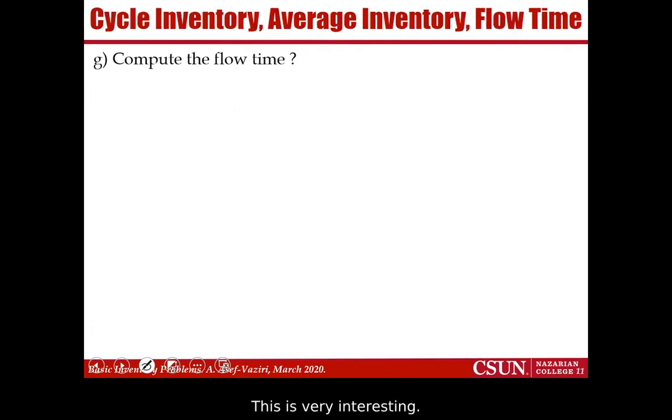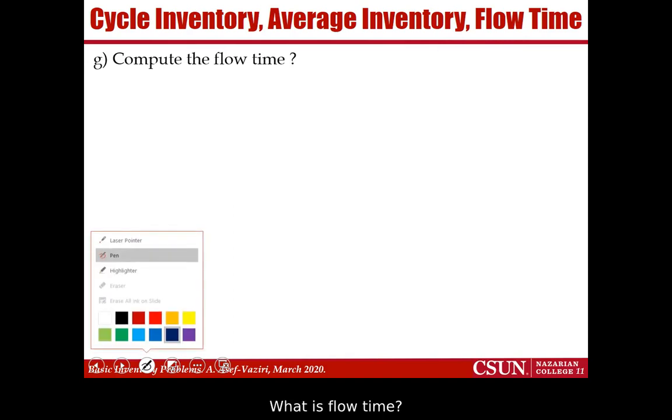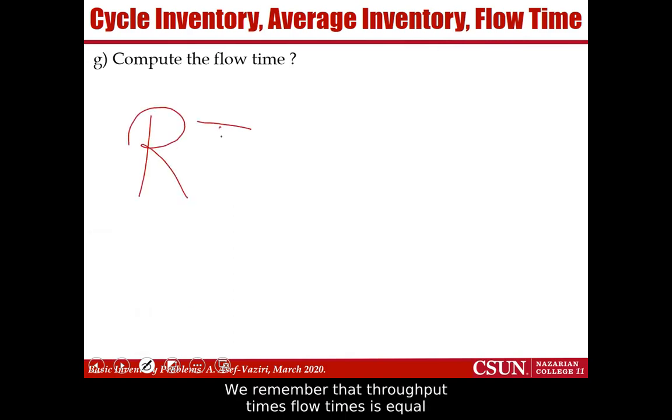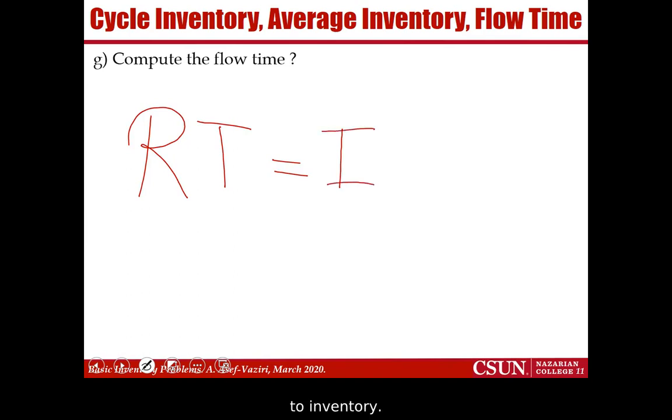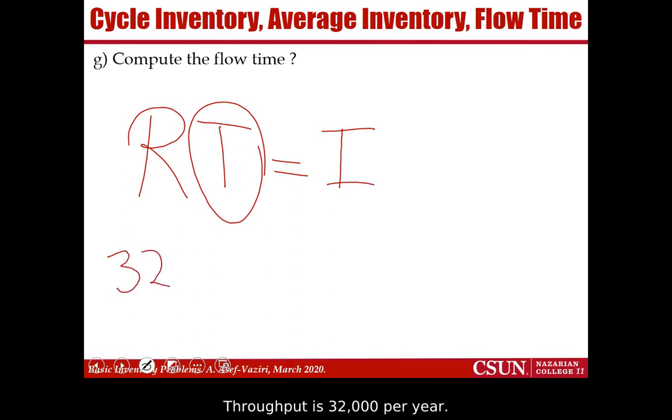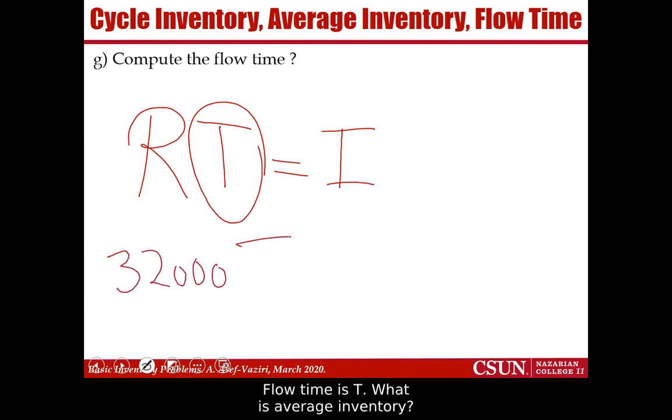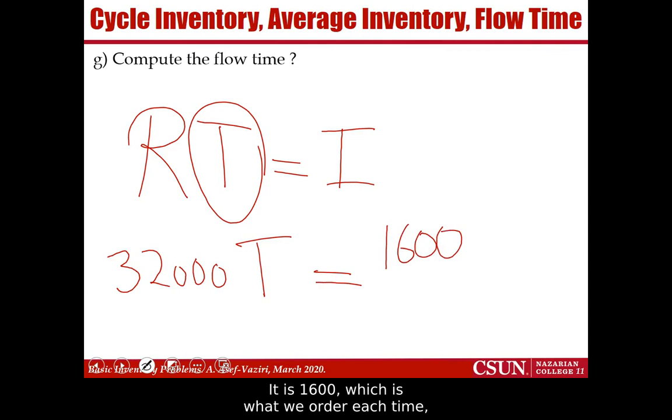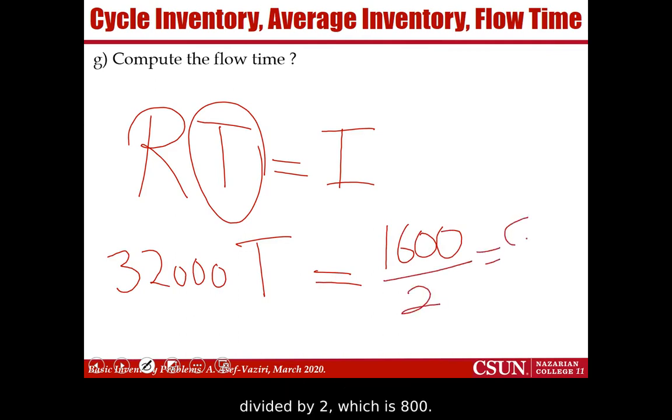Compute the flow time. This is very interesting. This tries to tell you that I don't teach in isolated islands. If I teach process flow and then I teach inventory, we will find a way to connect these things together. Flow time. What is flow time? We remember that throughput times flow time is equal to inventory. We know that we are looking for this. But what is throughput? Throughput is 32,000 per year. Flow time is T. What is average inventory? It is 1600, which is what we order each time, divided by 2, which is 800.